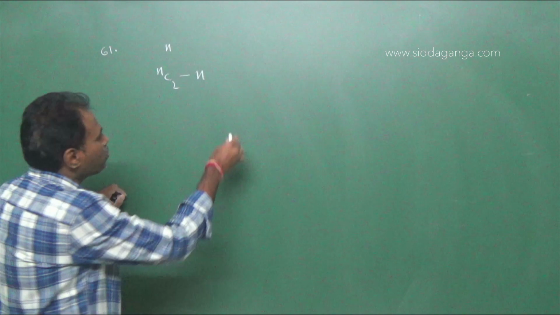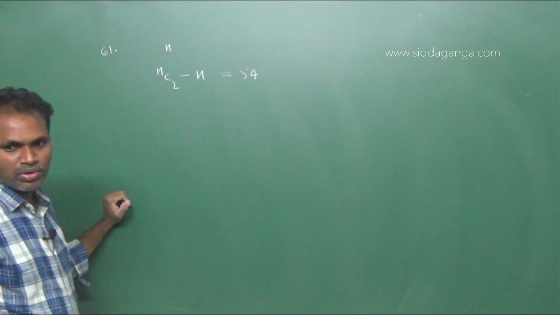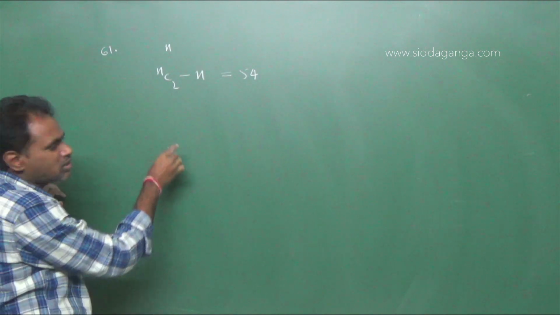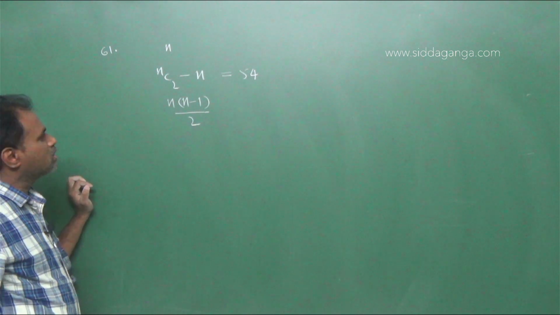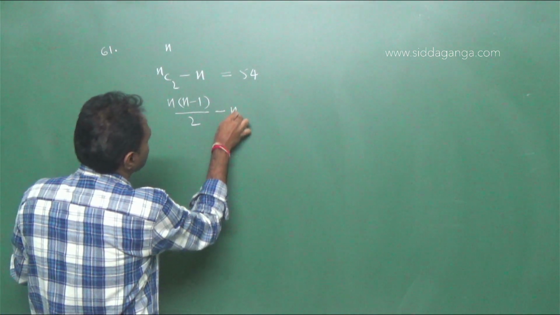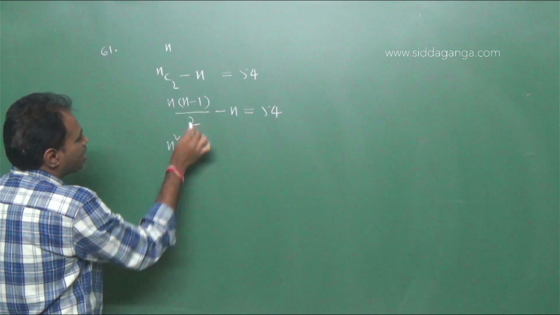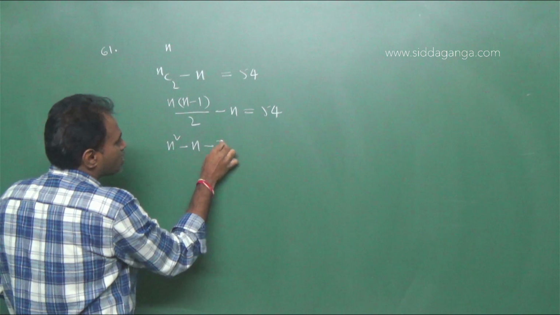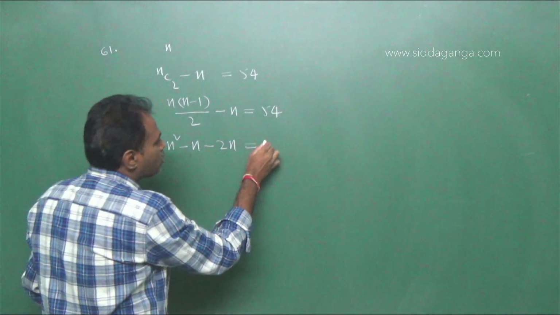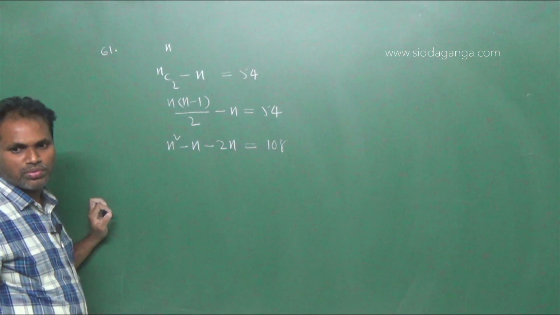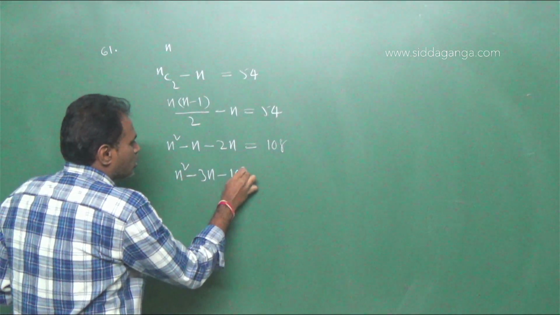Here the number of diagonals is given as 54. Now simplify nC2: nC2 means n into n minus 1 by 2. So n(n minus 1)/2 minus n equals 54. Now take the LCM: n squared minus n minus 2n, divided by 2, equals 54. Multiplying 2 into 54 gives 108, so n squared minus 3n minus 108 equals 0.